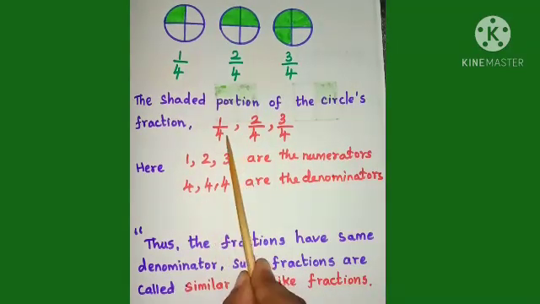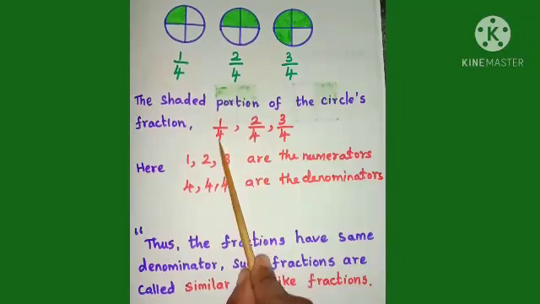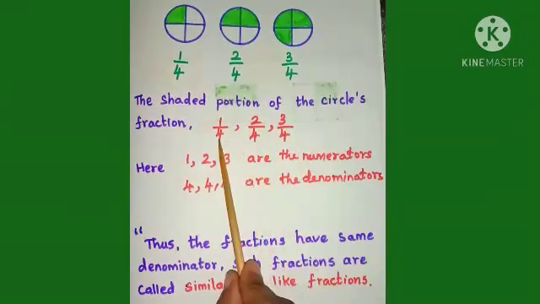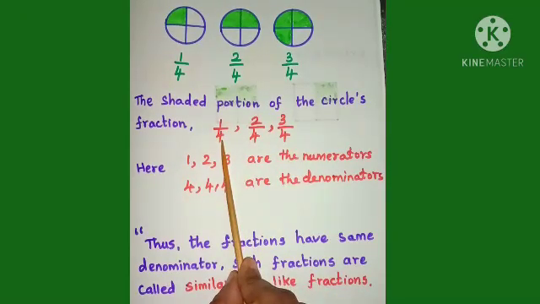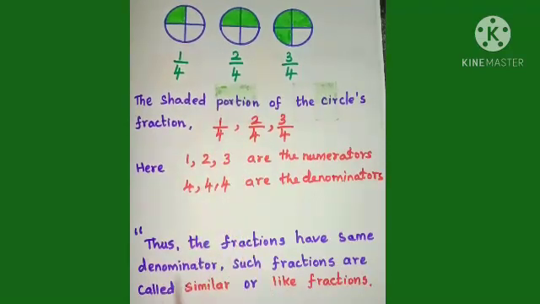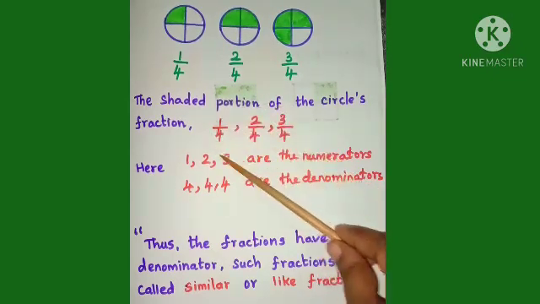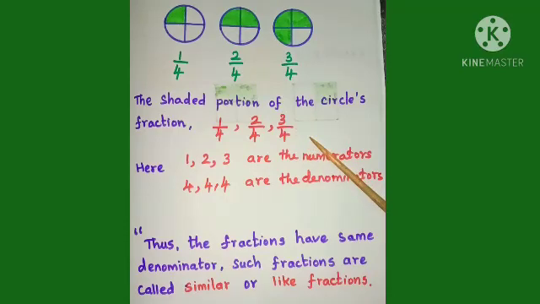Students, note that here 3 fractions are there. 1 by 4, 2 by 4, 3 by 4. All these fractions have the same denominator 4, isn't it? Yes. If the fractions have the same denominators, such fractions are called similar or like fractions. Here 1 by 4, 2 by 4, 3 by 4 are known as like fractions. If the denominators are the same, then we can say the given fractions are like fractions.